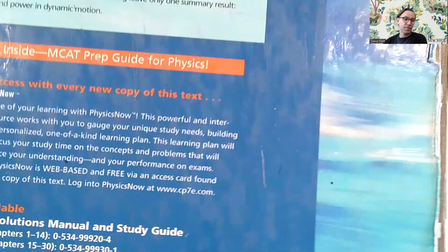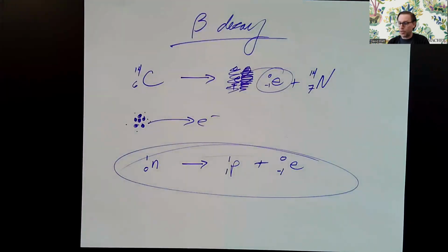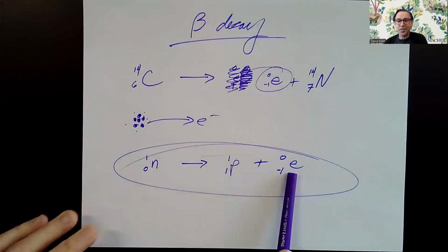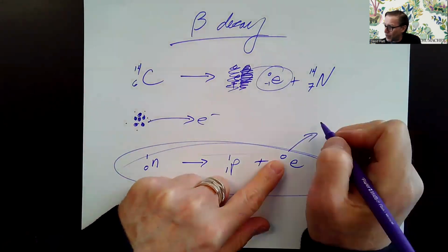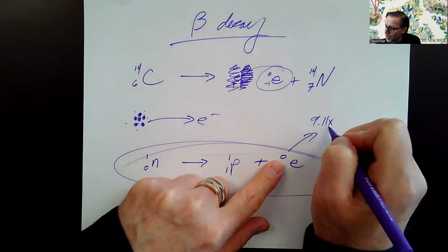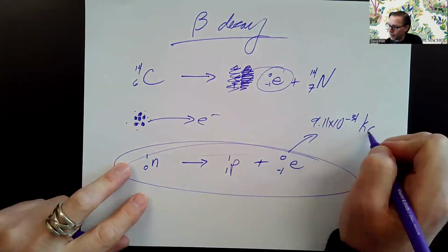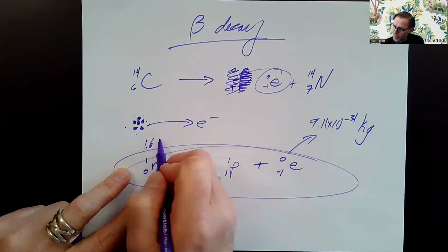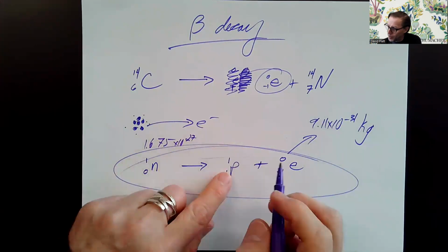Oh, it's important that neutrons have a slightly larger mass than protons, because this electron, which we say has a mass of 0, well, we know it's not really 0. We know electrons have a mass of 9.11 times 10 to the minus 31 kilograms. 1.675 times 10 to the minus 27th kilograms.